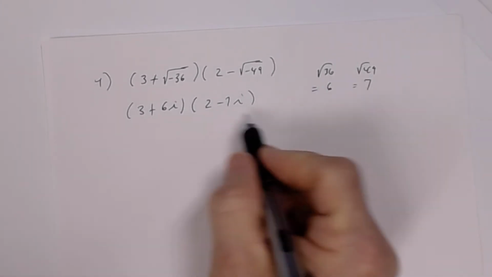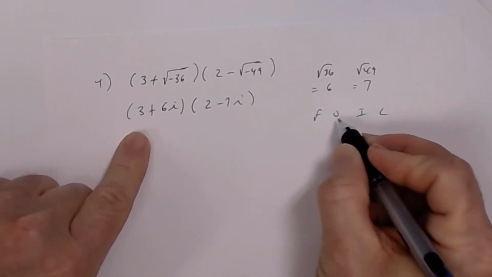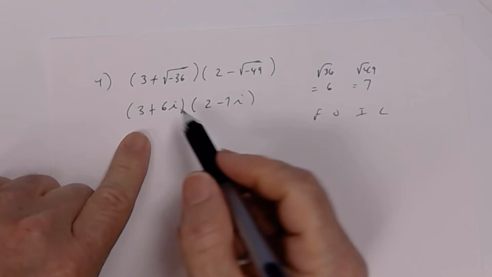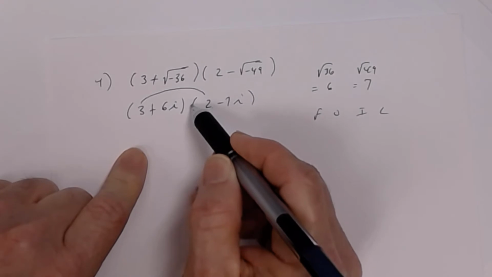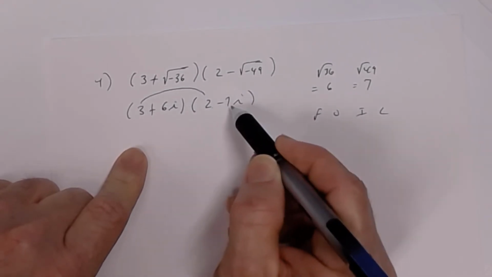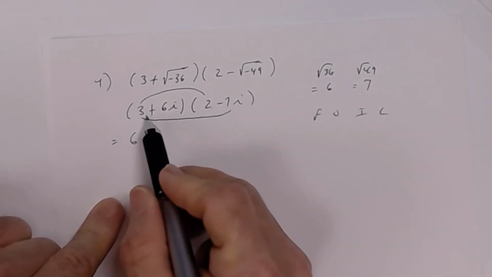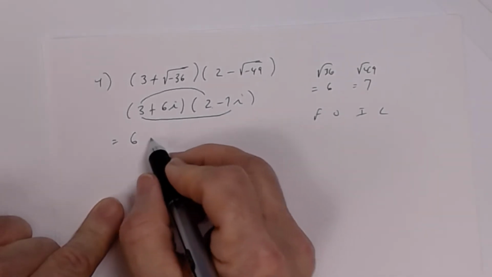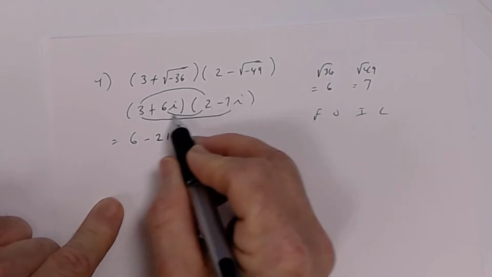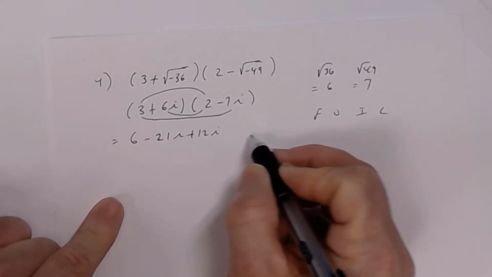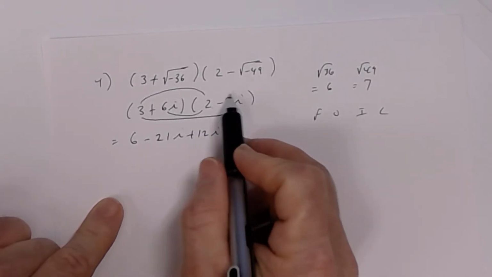Okay? Now let's go ahead and use the FOIL method. All right, so remember, F-O-I-L. So first, outer, inner, last. First means you take the first term of each binomial and you multiply them, because this is what you're doing. This is multiplication right here. This times this. 3 times 2 is 6. The outer, the terms on the outside, 3 times a negative 7i is a negative 21i. The inner, a positive 6i times a positive 2 is a positive 12i. And then the last, first of all, notice this is a positive 6i times a negative 7i.